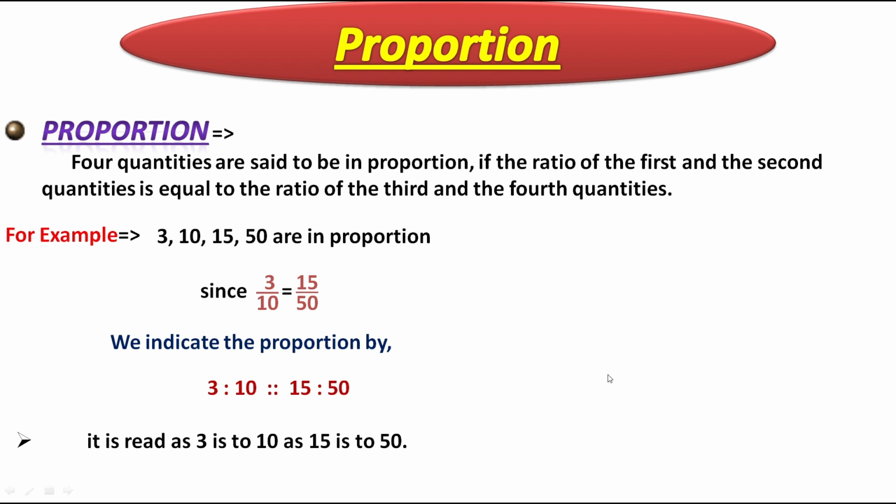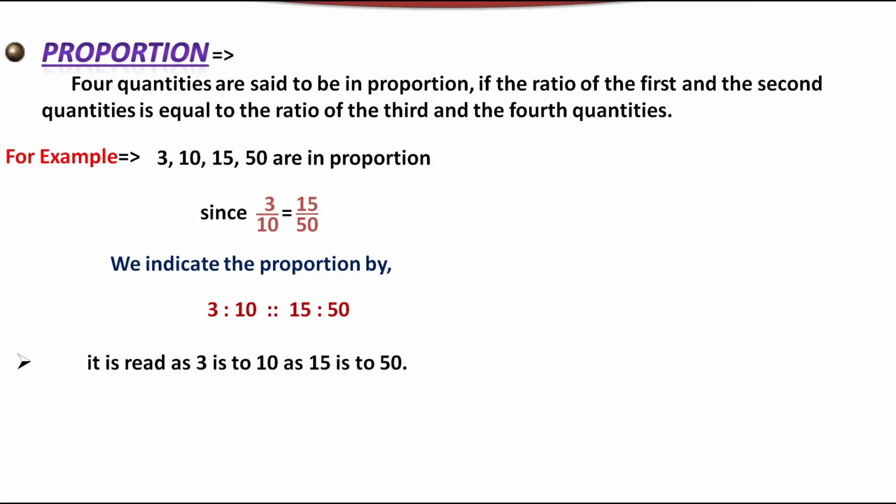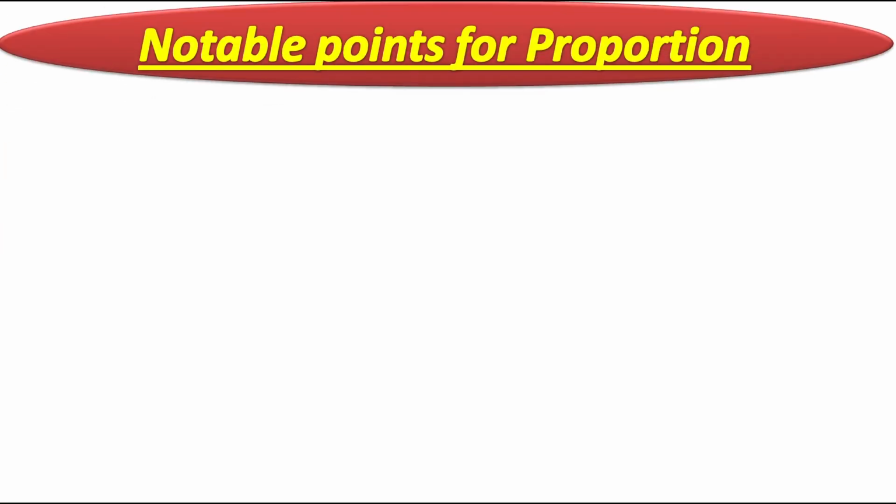But they also should be in order. Here the first two numbers have one ratio and the third and fourth have one ratio, and they are equivalent to each other. Therefore they combine to form a proportion. Now let's understand the notable points for proportion.